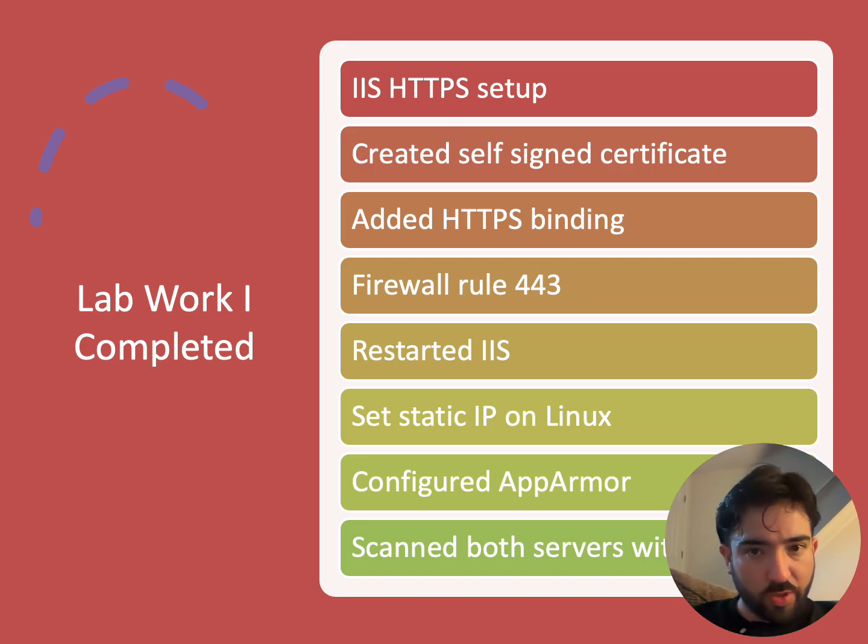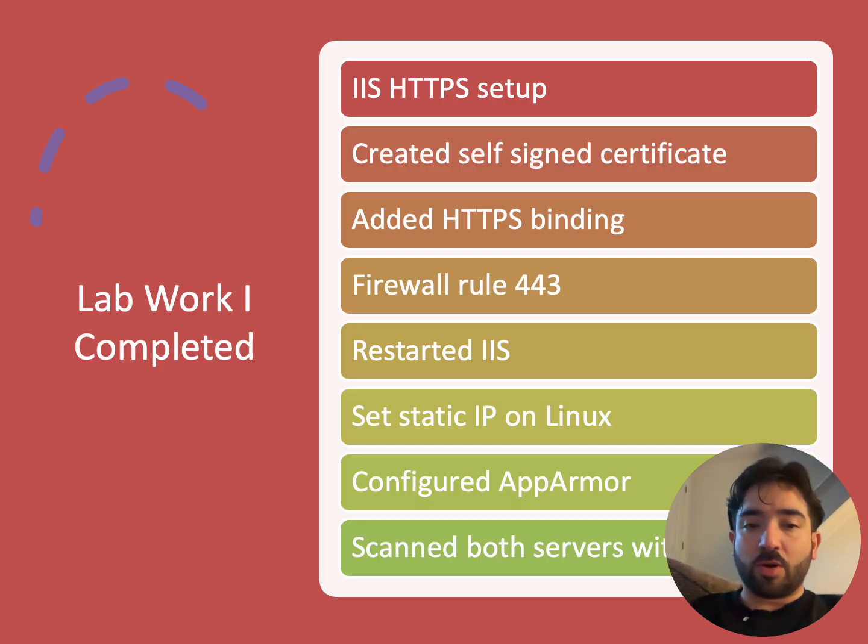On the Windows side, I installed IIS, created the SSL certificate, added the HTTPS bindings, and opened port 443 in the firewall. I restarted IIS to make sure everything was running correctly. I messed up once on that one, but then I figured it out.